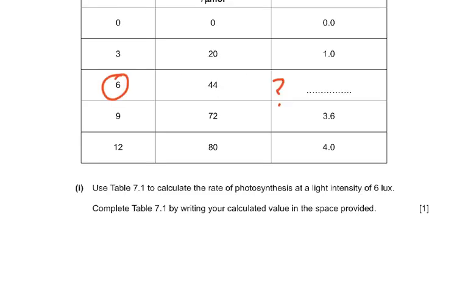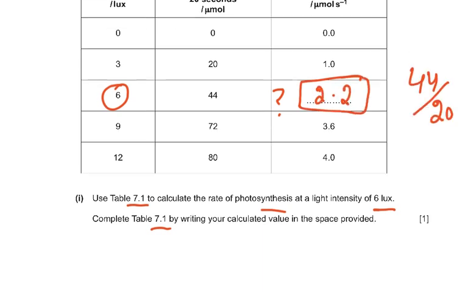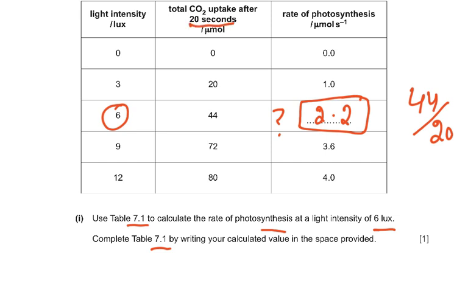And then it says use table 7.1 to calculate the rate of photosynthesis at 6 lux and complete table 7.1. So you've got to write your answer here. Basically you had to calculate the rate, which was in 20 seconds. You can see here it was 20 seconds and here it is per second. So you just have to divide it by 20 and the answer was 2.2.